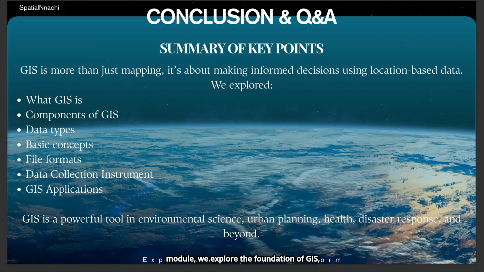In this module, we explored the foundation of GIS: what GIS really is, its core components, the different data types and file formats, key concepts like coordinate systems and spatial analysis, tools and instruments used for data collection, and real-world applications across fields like environment, health, disaster management, and more. By now, you should have a solid understanding of these fundamental concepts and how they all come together to make GIS a powerful tool for solving spatial problems.